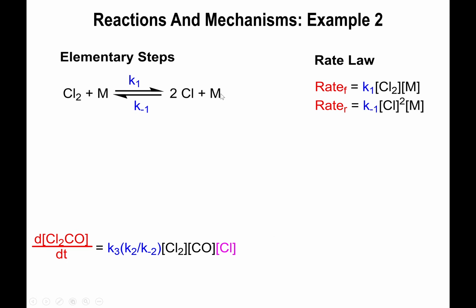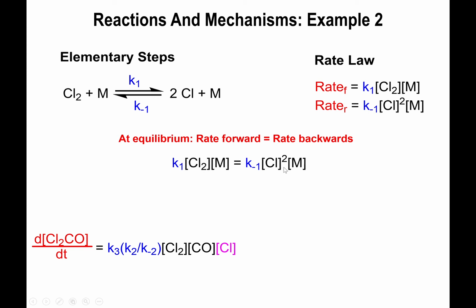The only problem is that we have now introduced a second intermediate that's not present in the overall reaction. So now we need to use the very first equilibrium reaction to get rid of Cl. And now we have rate forward and rate backwards, which are going to equal each other. And we have to solve for Cl. So we have to divide both sides by M, so M's cancel out once again. Divide both sides by K negative 1, and then take the square root at this point. So the concentration of Cl is equal to the square root of K1 over K negative 1 times [Cl2]. And that's what we substitute back into the rate law.